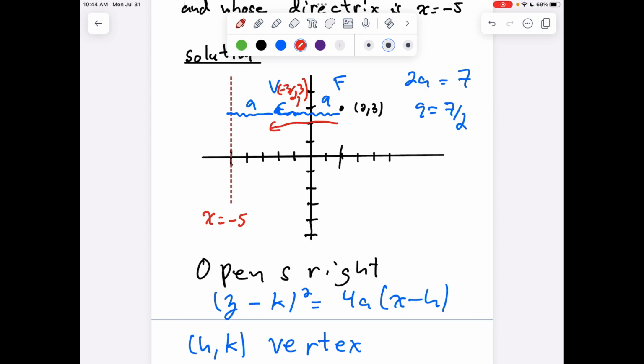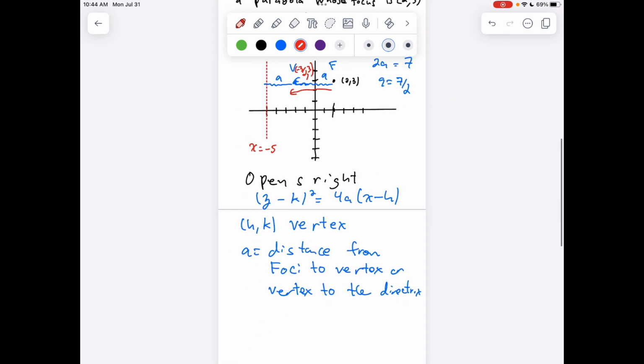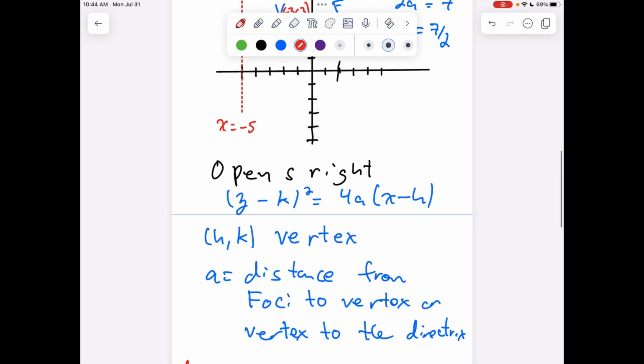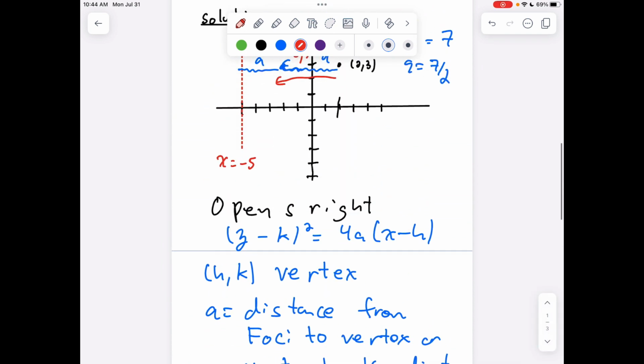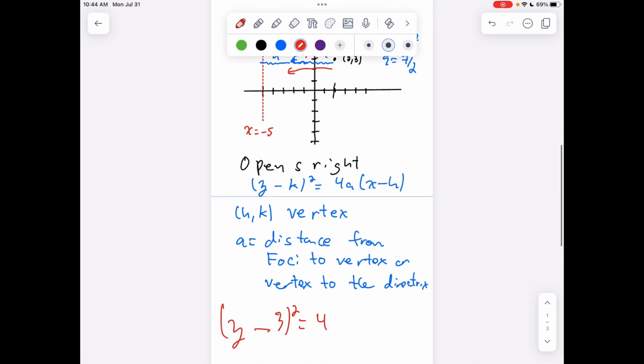As you can see here, the y value does not change for the vertex and the focus. They lie on the same axis here. All right, so with that information, I can get my equation. It's going to be (y minus k), where k is the y-coordinate of the vertex, that's 3, squared, equals 4 times a, and my a is 7/2.